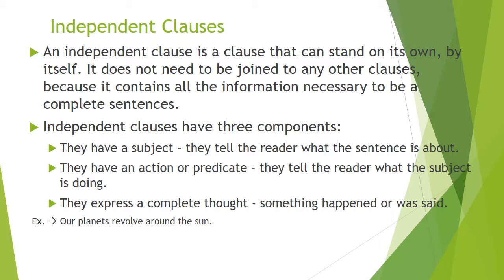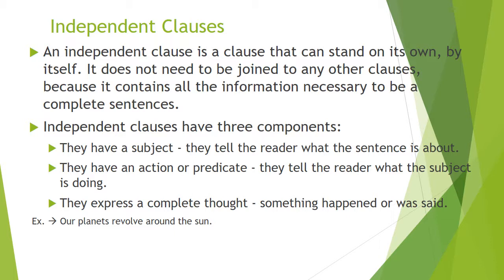An independent clause is a clause that can stand on its own or by itself. It does not need to be joined to any other clauses because it contains all the information necessary to be a complete sentence. This means an independent clause needs to have three components. An independent clause needs to have a subject, a predicate, and express a complete thought.